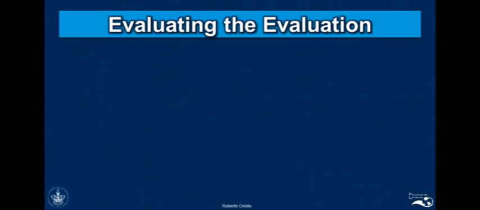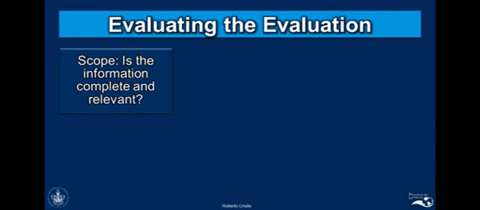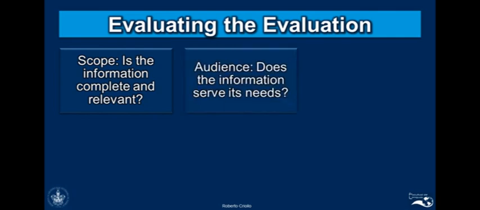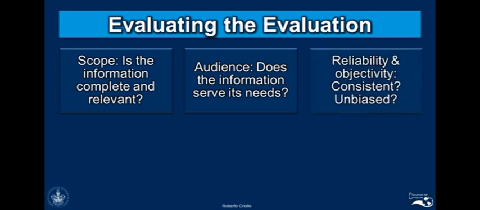Now, the last thing that we need to say about curriculum evaluation is that it is very important to verify that the evaluation has been conducted in the appropriate way. So we need to analyze first the scope. We need to ask ourselves if the information is complete and relevant. We also need to make sure that the information is going to serve the needs of the audience for which it is intended. We must be concerned about reliability and objectivity of the evaluation.